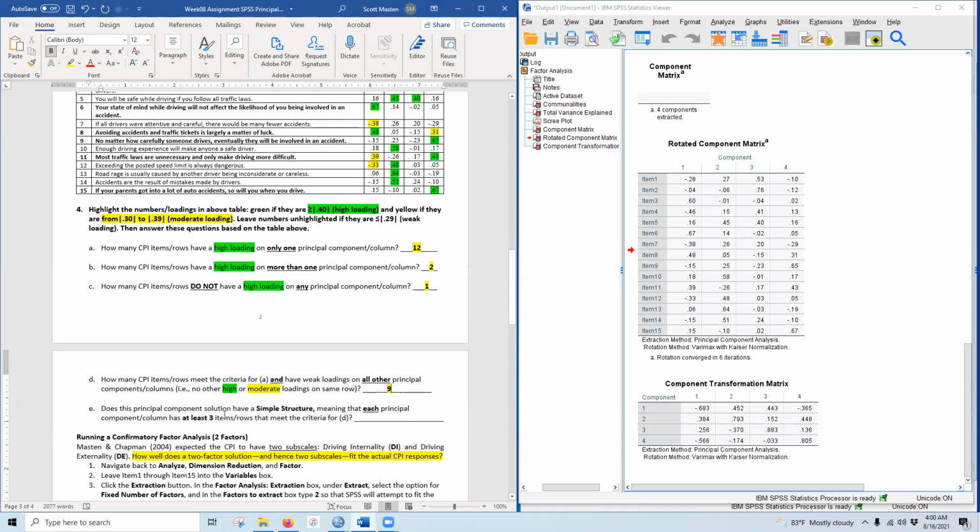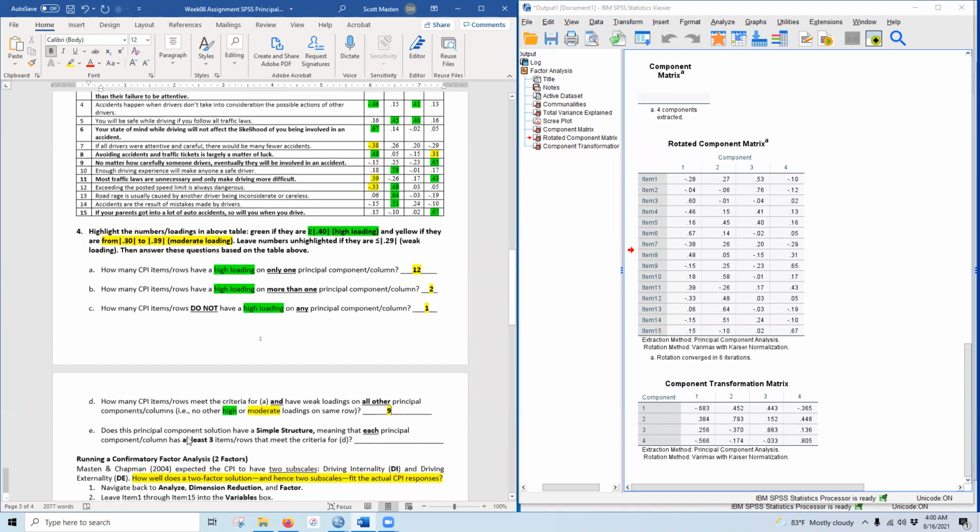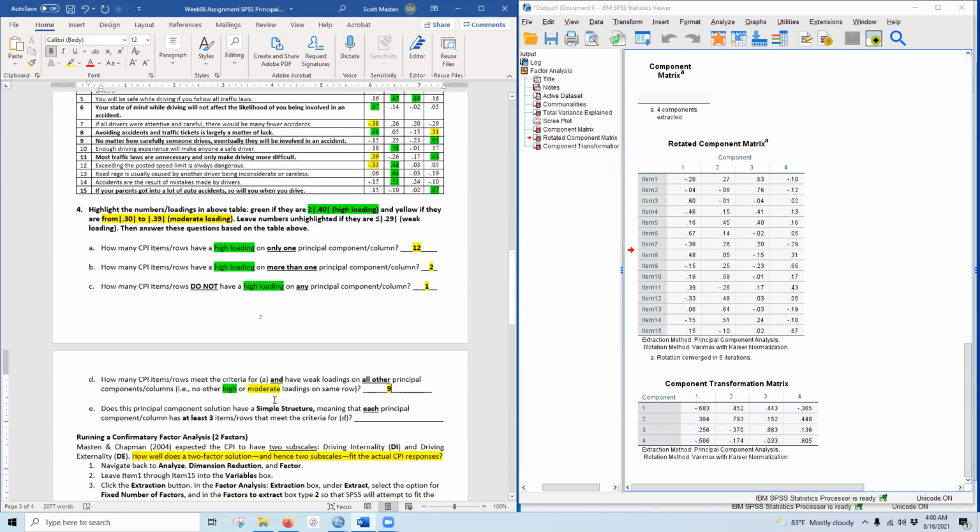So there are 9 of the items that have a simple structure. They meet the criteria for A. They load high on only one of the principal components, one of the 4 themes, and they're not high or moderate on any of the others. So does this principal component solution have a simple structure, meaning that each principal component column has at least 3 items, rows, that meet the criteria?